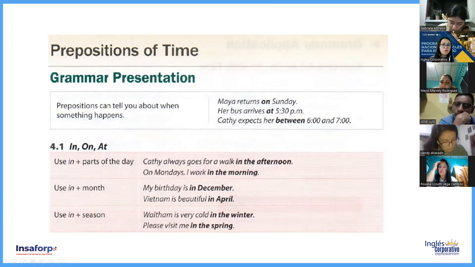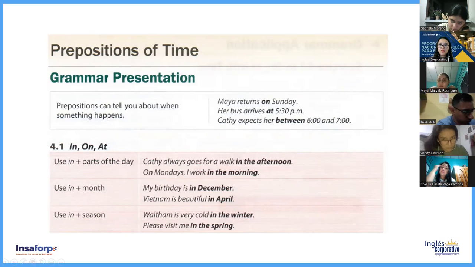Can you help me with the information, please, Sophia? Can you help me to read 4.1, please? Hola, Sophia. Can you help me with this part? Can you read, please, Sophia?